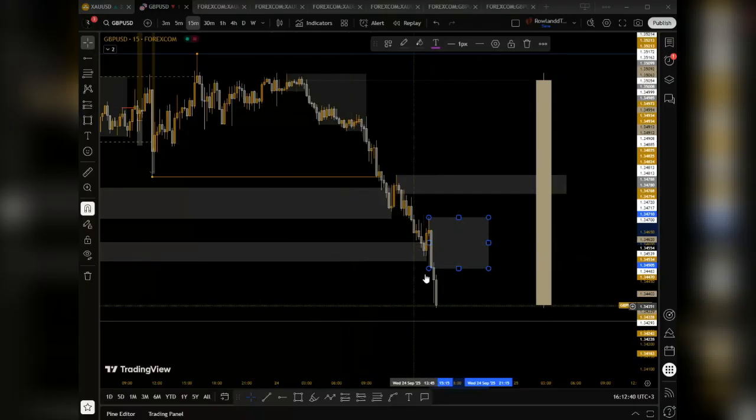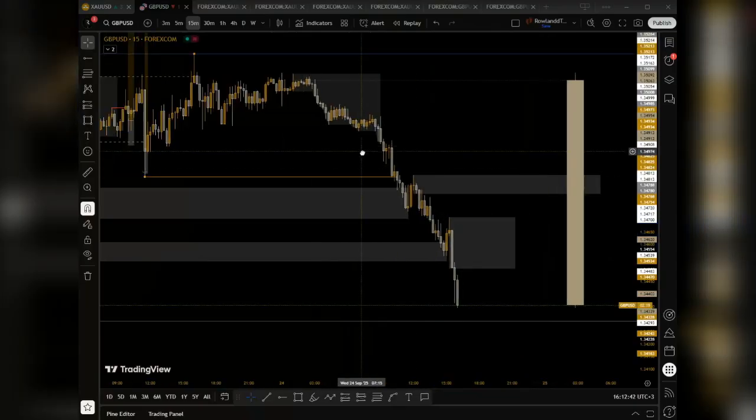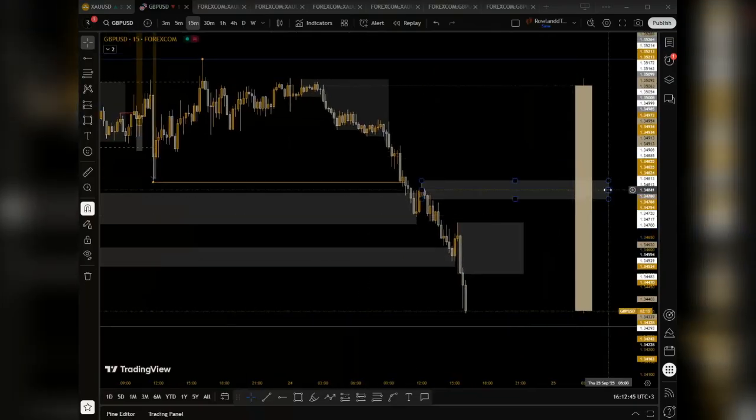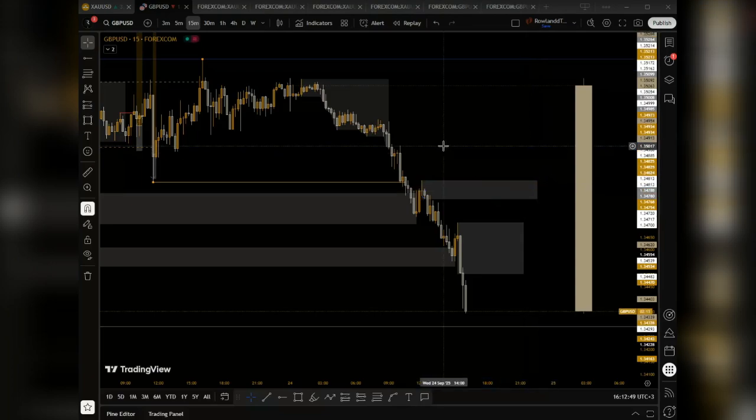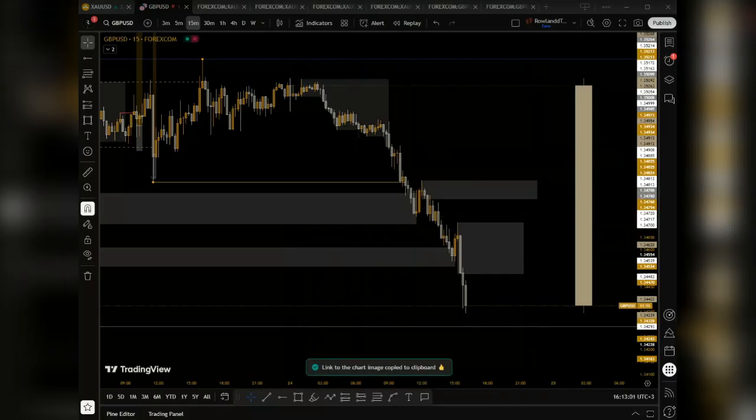So this is my narrative for GU. I don't really trade GU that much because I don't understand the price action as I do on gold. That's why I'm never so confident with this pair. But when it comes to gold, I'm always so confident because I believe I've put in enough work and my understanding of the pair is actually quite nice.